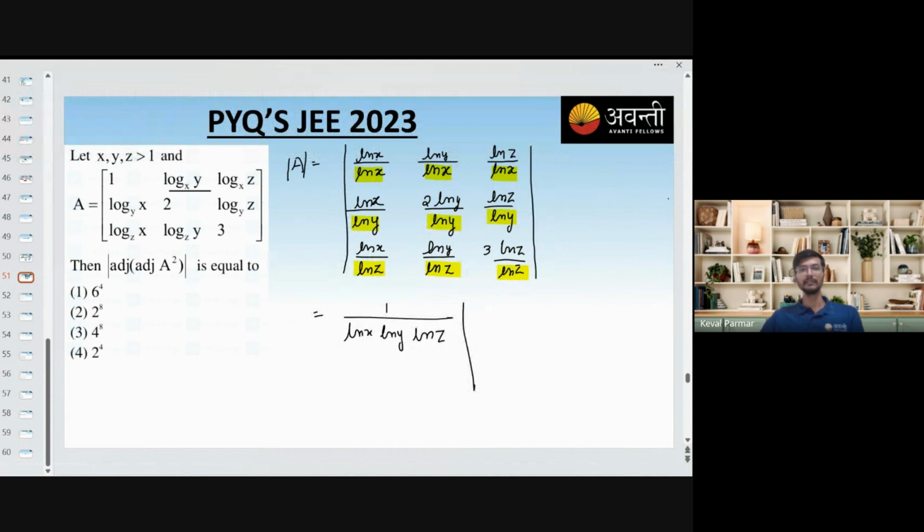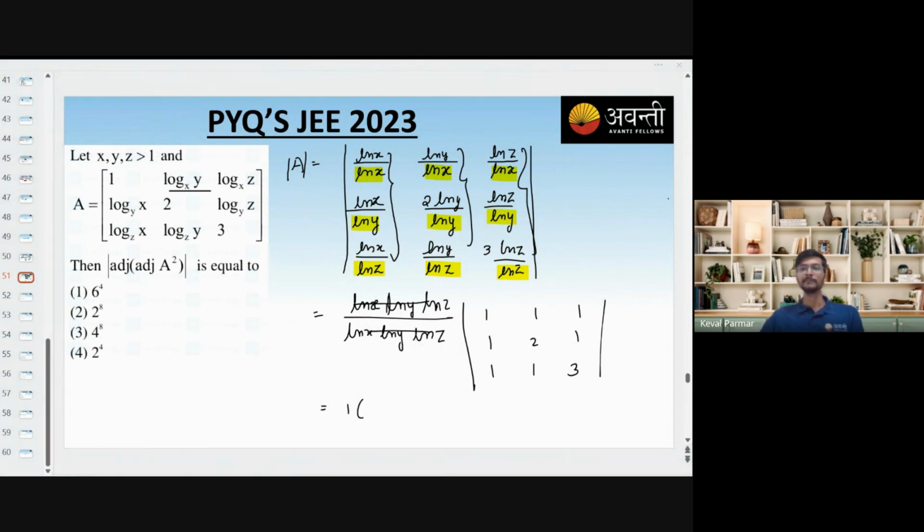Here we'll be left with ln x, ln x, ln x. From that I can take ln x common. Here we'll be left with ln y, ln y, ln y. So I can take ln y common, and here we'll be left with ln z, ln z, ln z. So I can take ln z. So the determinant remaining will be 1, 1, 1, 1, 2, 1, 1, 1, 3. Correct. This will get cancelled, and we need the value of this determinant.